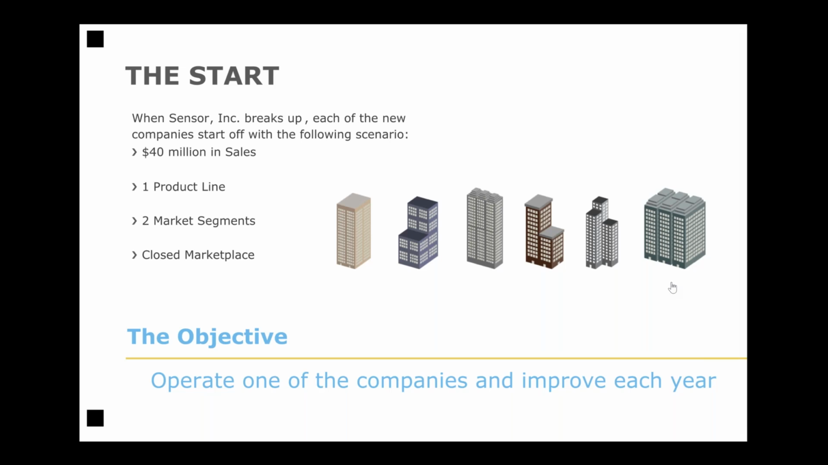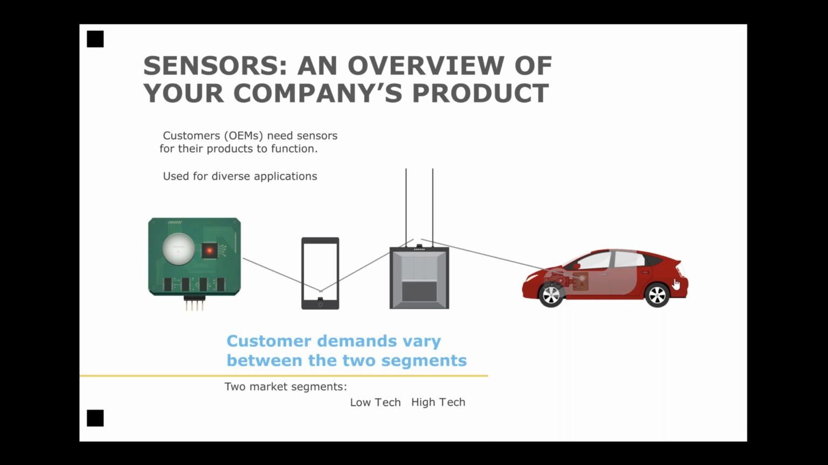When the simulation begins, students are running a company that has about $40 million in sales and one product. Your company sells sensors. And sensors are used in a ton of diverse applications. Some of the examples you see on the screen now are computer chips, smartphones, or even elevators. Customers are using sensors for each of these purposes. Ultimately, in the simulation, there are two different groups of customer segments. We have low-tech customers that focus more on price and high-tech customers who are looking for the latest and greatest in the market.